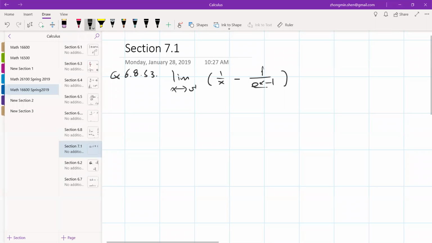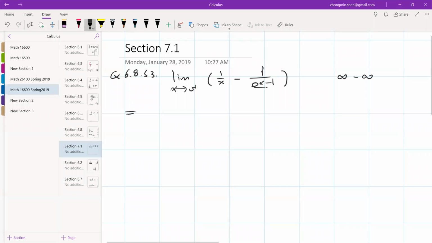So find the limit of the difference of these two functions. First of all, you see that when x approaches 0, this is kind of like a positive infinity minus infinity type. So you cannot determine the limit directly. Maybe both terms approach infinity. Maybe the gap between them is getting small. Okay, so how do you do that?